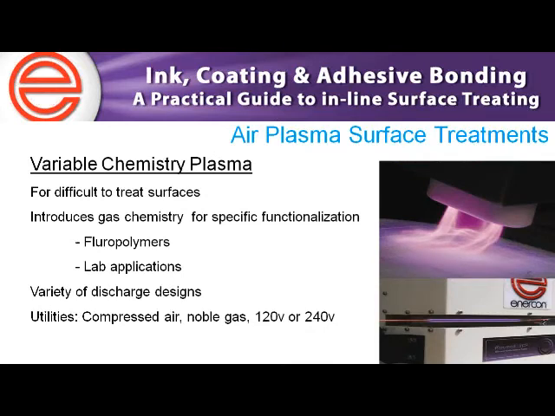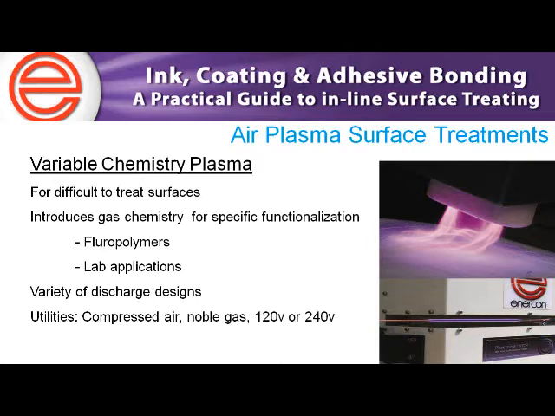Another technology that you can consider is a variable chemistry plasma. The reason why you might go towards a variable chemistry plasma is if you're working with what we call a difficult to treat surface. An example of this would be a fluoropolymer, a Teflon material. By nature, those types of materials don't like things to bond to them, whether it be an ink, an adhesive. It's designed for things not to stick.